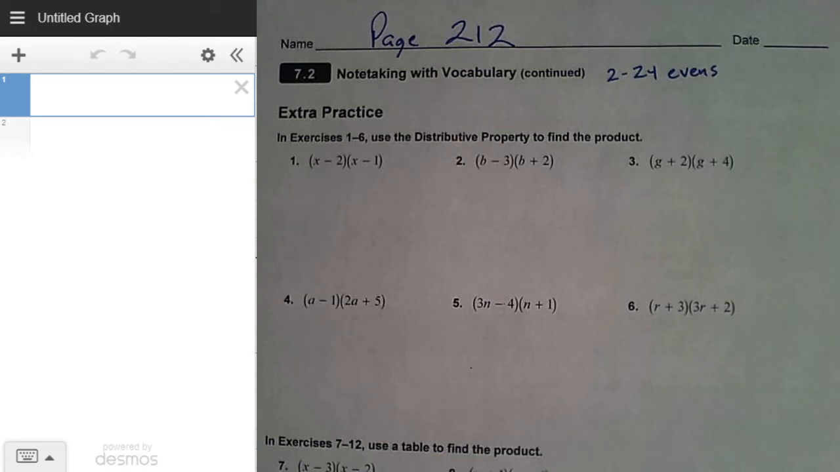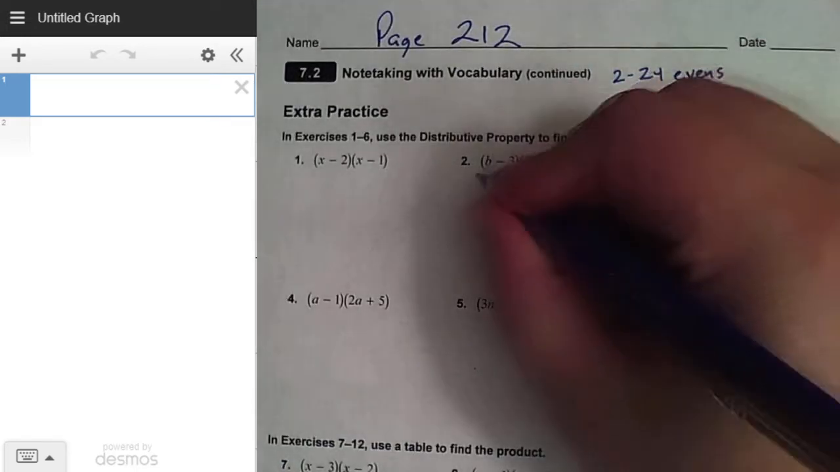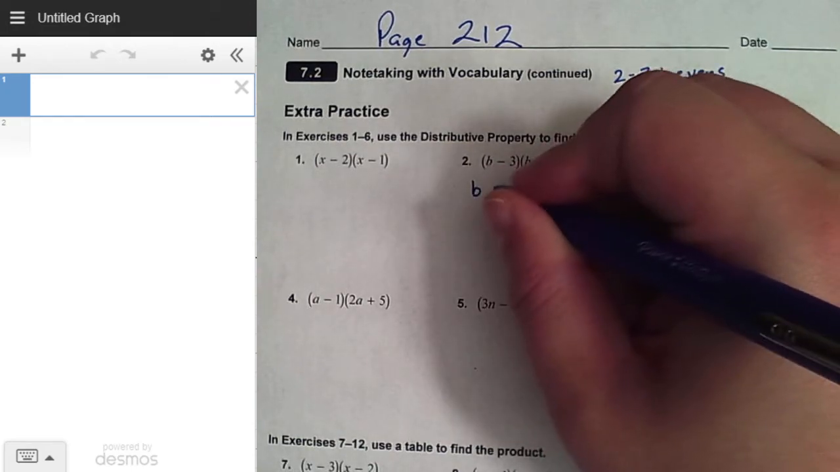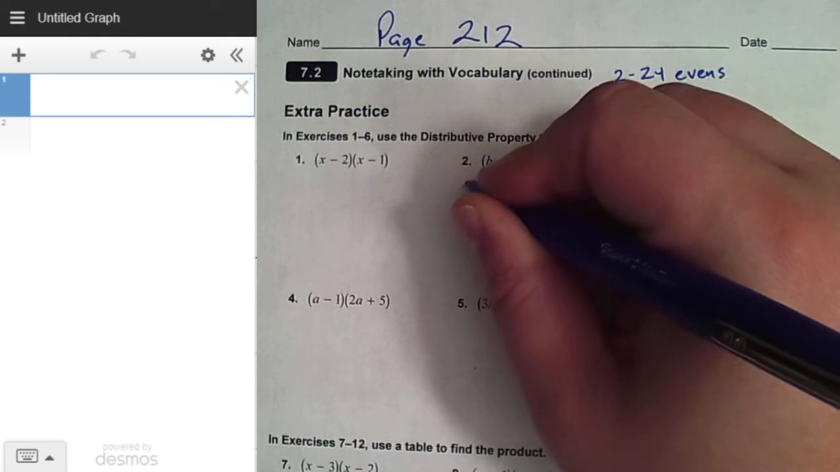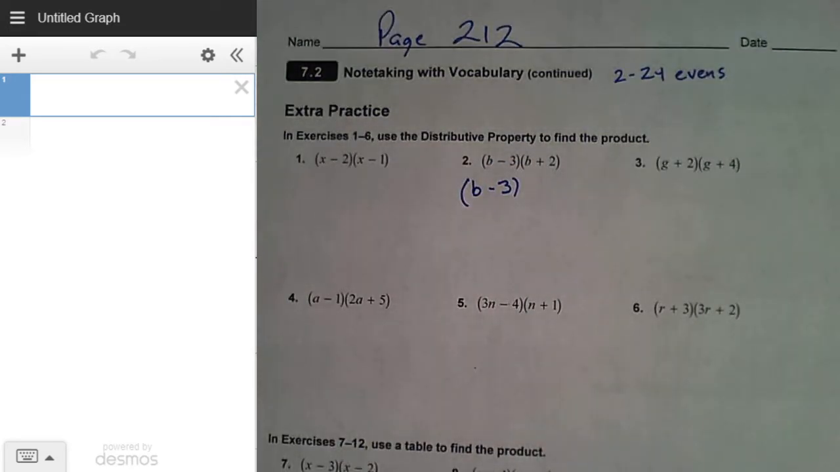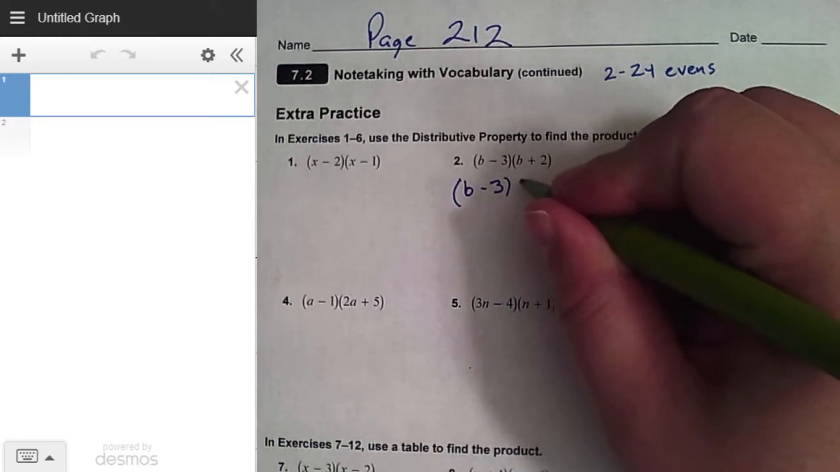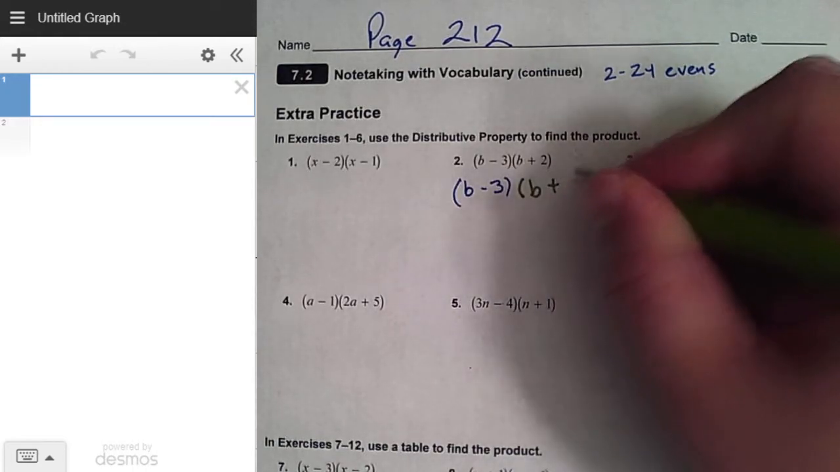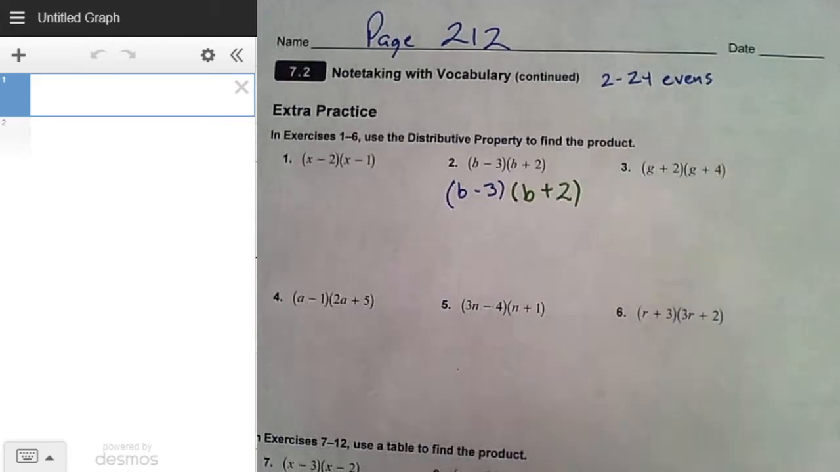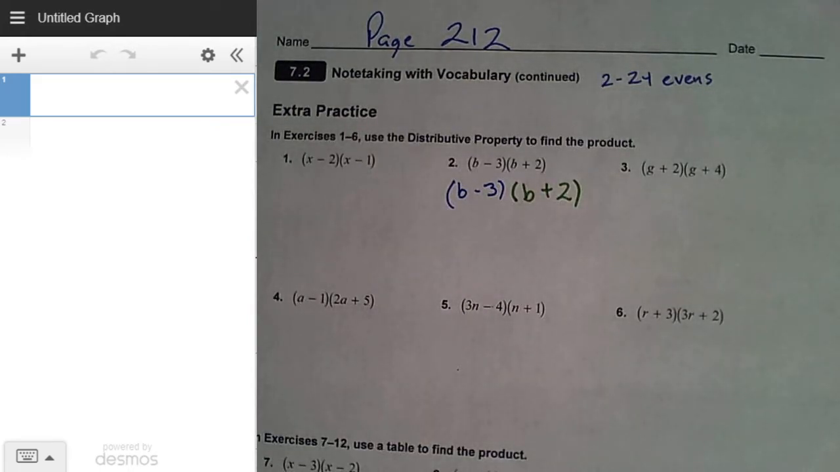So here at number 2, we have the quantity b minus 3 times the quantity b plus 2. I'm going to be doing some things here in color just so that we have that visual of what is going on when we're multiplying these. I just went ahead and rewrote that there. In these problems 2, 4, and 6, they ask us to use the distributive property.